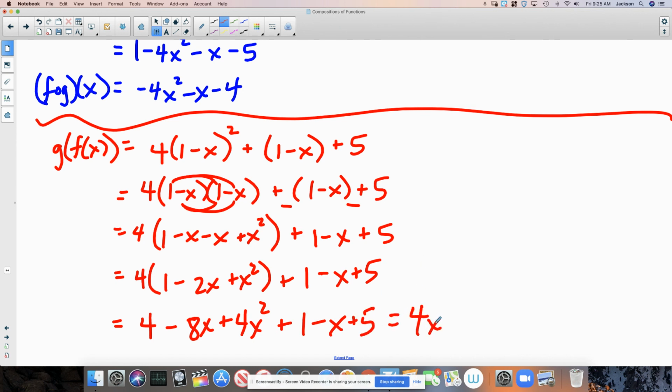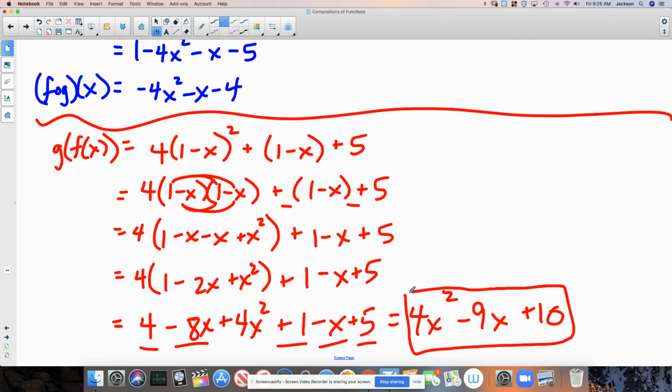So I end up with 4x squared. I've got a negative 8x minus x, that's negative 9x. And I've got a 4 plus 1 plus 5, which is positive 10. So here's my final composite function. This is our g of f of x. A lot of work goes into some of these when you have to expand those powers like that.